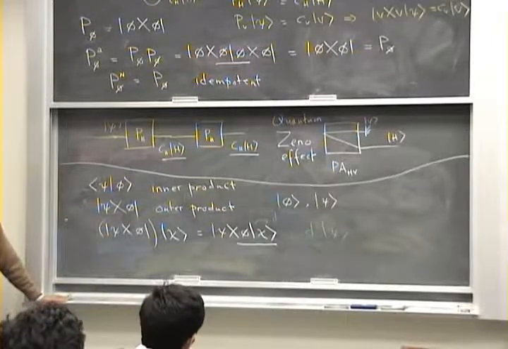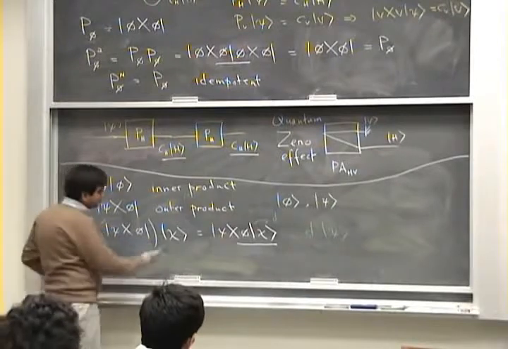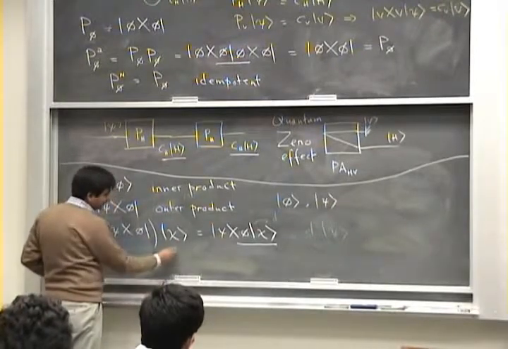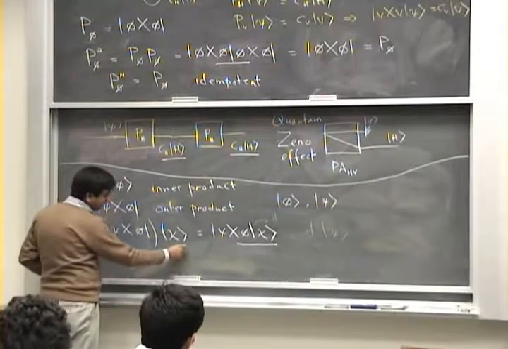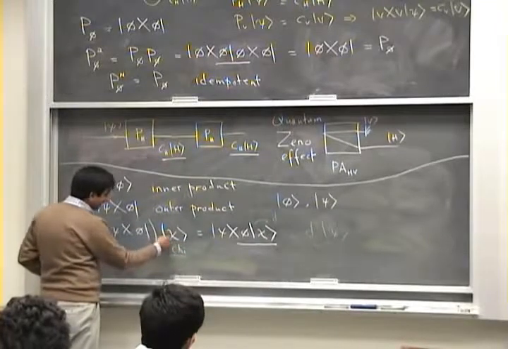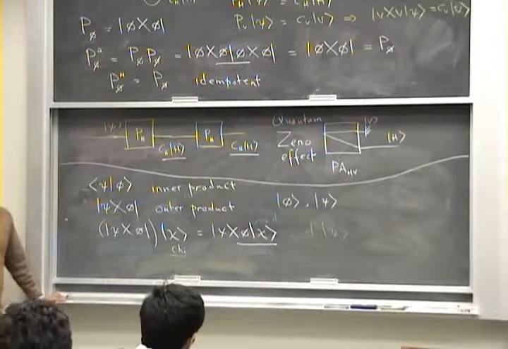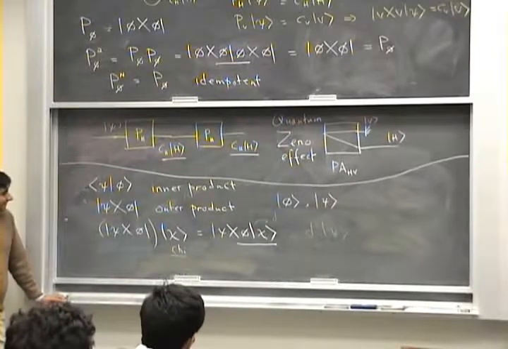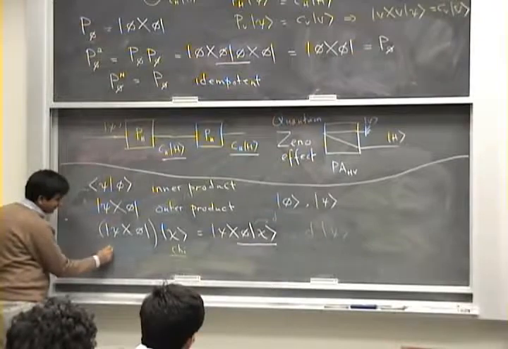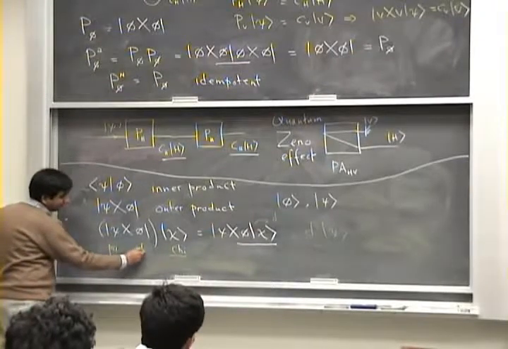Is this x, is this psi? Yes, this is chi. The Greek alphabet has only 26 letters, so I will probably use all of them in this course. This is psi, psi. This is phi, this is chi.